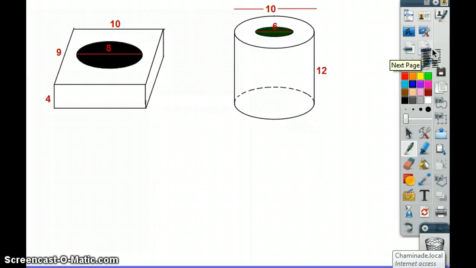Okay, now these problems look a little strange. The first one, kind of think of it like a bolt, or I guess the nut of the bolt. And the second one you can think of like a paper towel roll. So for the first picture, we have a rectangular prism, and then in it, a circle is cut out, a cylinder is cut out all the way through.